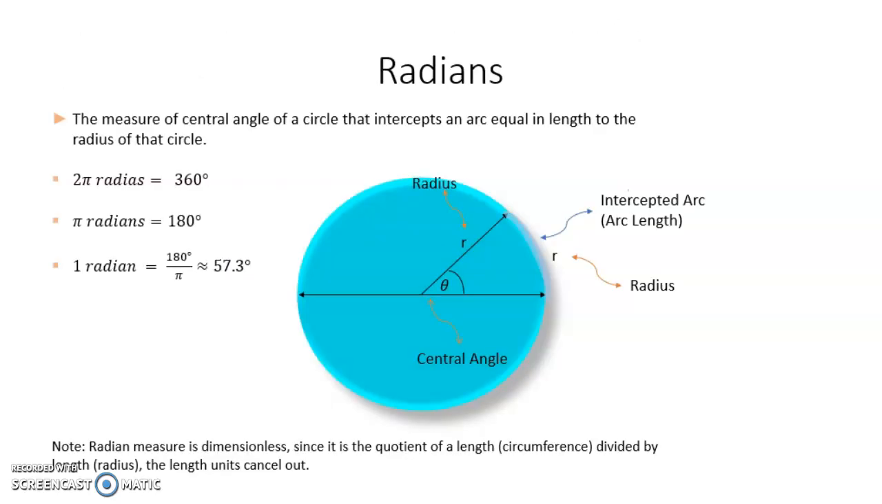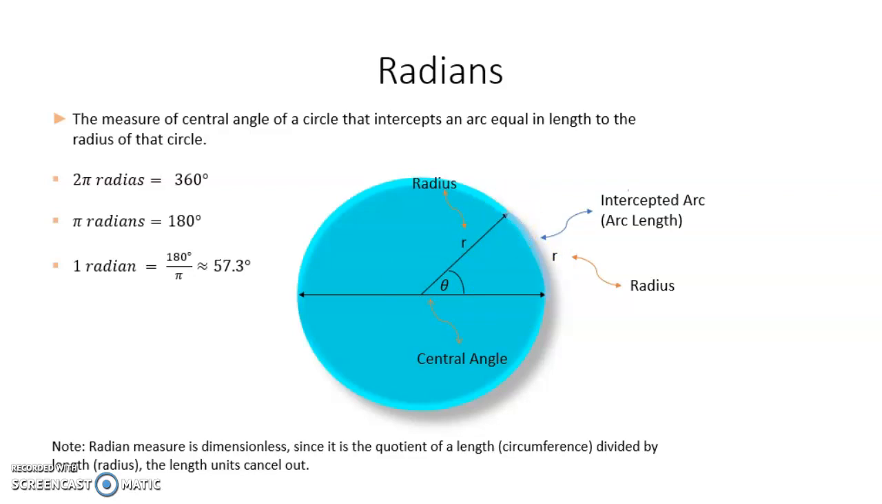Okay, now radians. So this is the measure of a central angle of a circle that intercepts an arc equal in length to the radius of that circle. Okay, so you've got your central angle right here. We're calling it theta. And then here's your radius from this spot right here all the way to the edge of the circle. That's your radius.